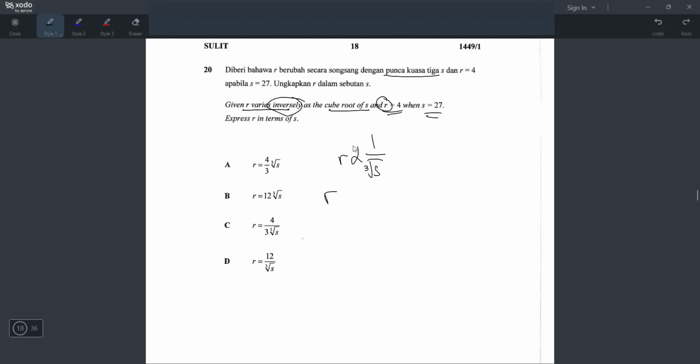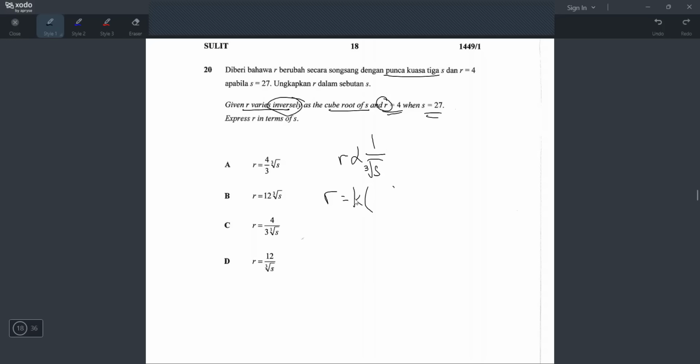This is the symbol for relationship. So you have to change this symbol to equal, right? But when you change this symbol to equal, you have to add a k. But it doesn't necessarily have to be k. You can add any alphabet you want, and this alphabet is a constant. It's a fixed number. Constant means fixed number.